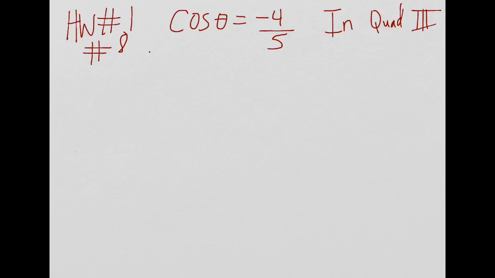Okay, so I'm going to do number 8 on your homework because there was a typo on this homework. It should have been negative 4 over 5, and I'll make sure there's not a typo on the test. It should have been negative 4 over 5 and not positive 4 over 5, because the cosine can't be positive in quadrant 3.